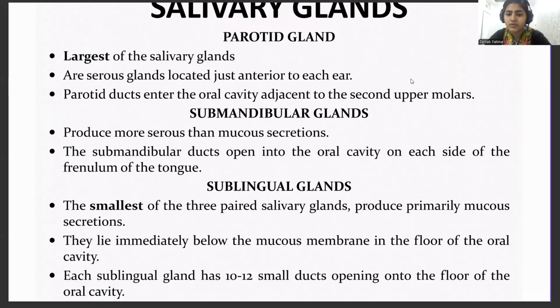It is the smallest of the three paired salivary glands, and produces primarily mucus secretion. Here the mucus secretion is happening, with a little bit of serous but not much. They lie immediately below the mucous membrane in the floor of the oral cavity. Each sublingual gland has 10 to 12 small ducts opening onto the floor of the oral cavity. We have 10 to 12 small ducts that will all open to the floor of the oral cavity.